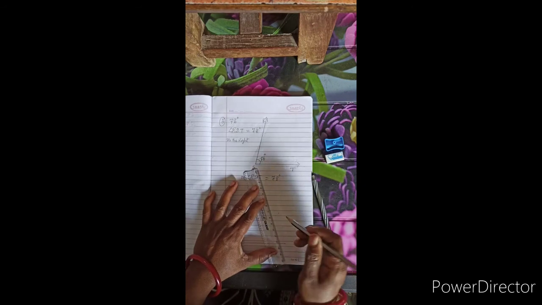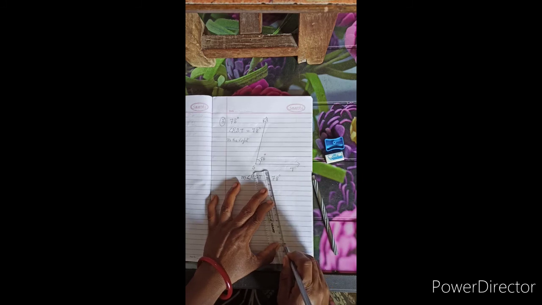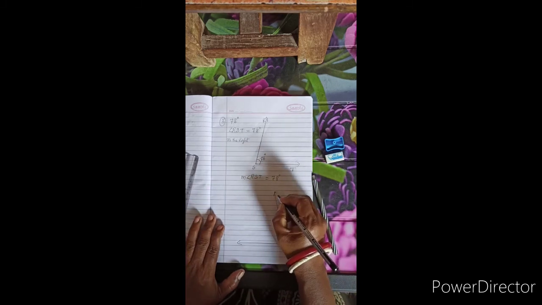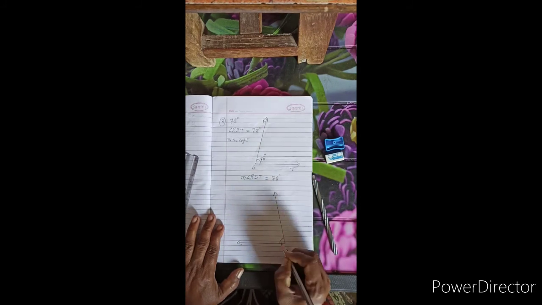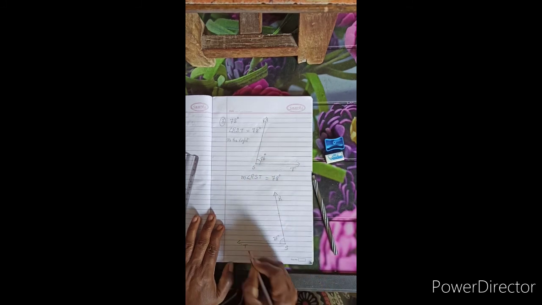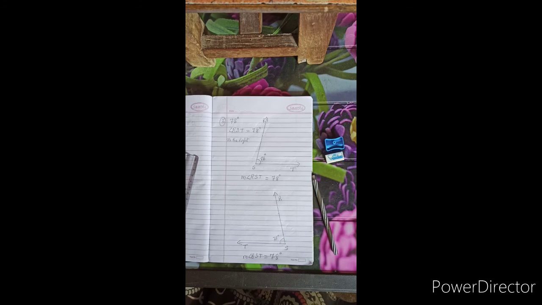Take out the protractor, take the scale, and with the help of the scale, keep the pencil point on this point, touch the scale. Here also keep the pencil point, touch the scale, adjust so both the pencil points touch the scale, then draw the ray. So this is an angle of 78 degree. Name it as RST. Measure of angle RST is equal to 78 degree. This angle is to the left and this is to the right.